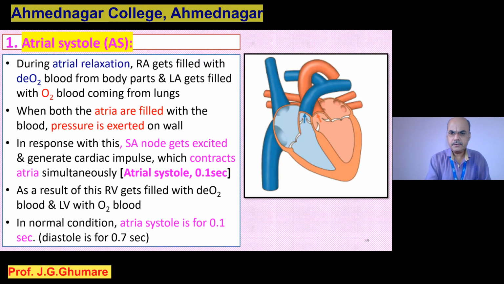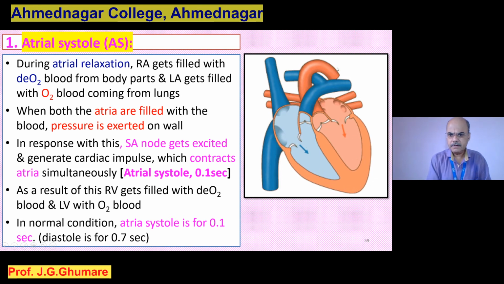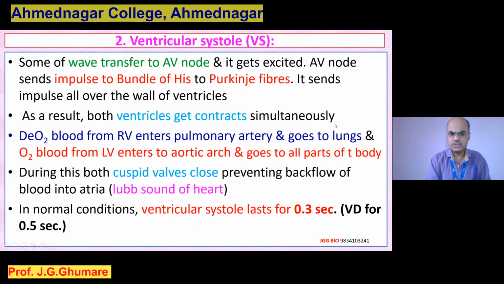And now what will happen here? If the ventricles are contracting, deoxygenated blood will be given with this pulmonary artery to the lungs. The oxygenated blood will be given with the help of the aorta to all the body parts. That time, the tricuspid and bicuspid valves will be closed. This is something about the flow. Remember, these cuspid valves close, and that will create that first sound called the lub sound. How long does the ventricular systole or ventricular contraction last? This will last for 0.3 seconds only.